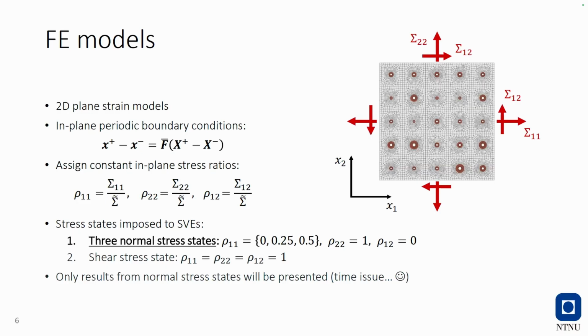The stress states we impose are 3 different types of normal stress states. So the principal loading direction here is x2. And then we have 3 normal stress states where we assign a ratio of 0, so plane strain tension, 0.25 or 0.5 of this lateral stress. We also have shear stress states, but I will not discuss that here because we don't have time. So we only look at the normal stress state results.